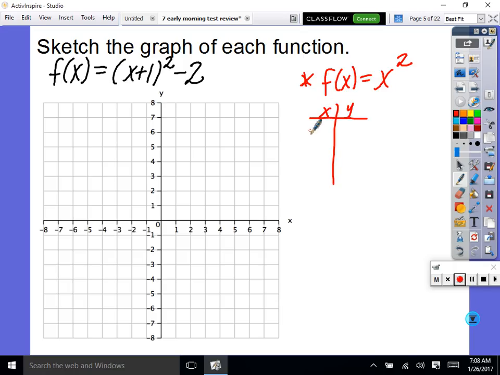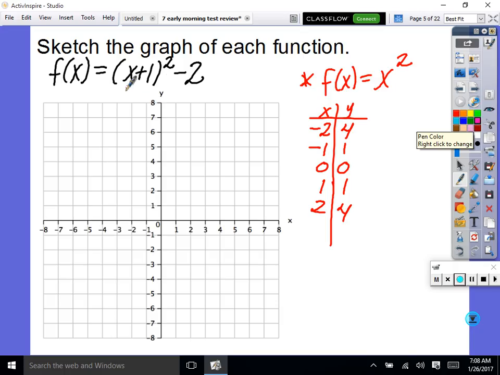So if we plug in negative 2, we get out negative 2 squared is positive 4. You plug in -1, -1 squared is 1. You plug in 0, 0 squared is 0, plug in 1, you get 1, plug in 2, we get 4. That's quite a few points. You could do more, you know what I mean? The more the merrier, but that's good enough.